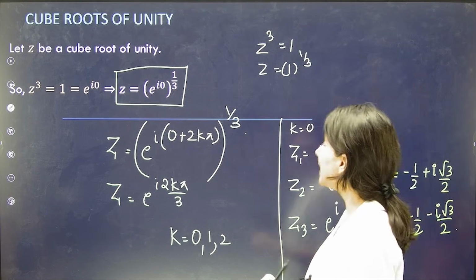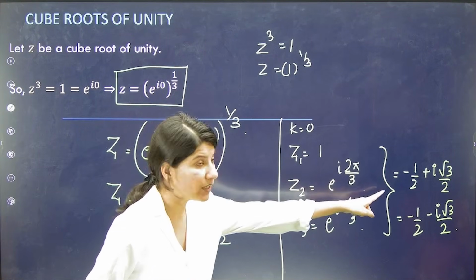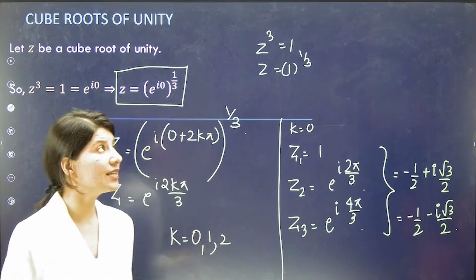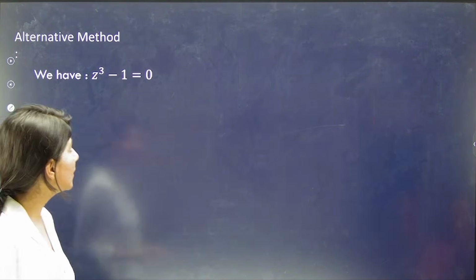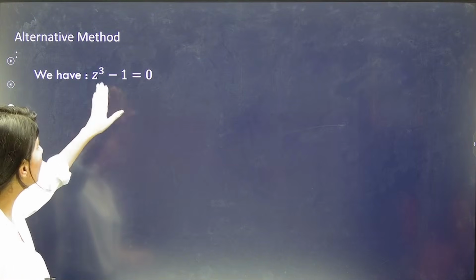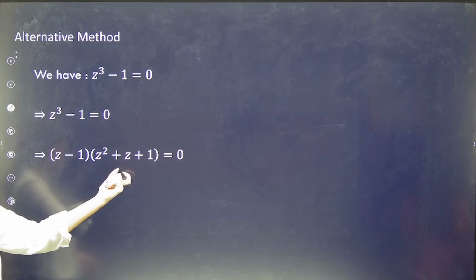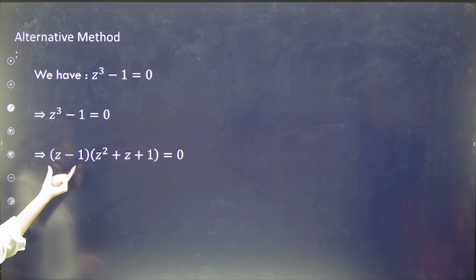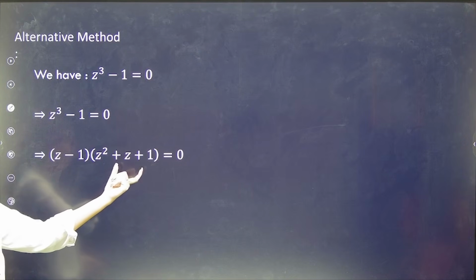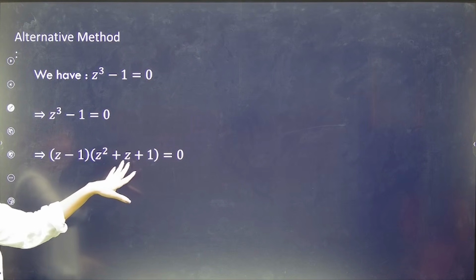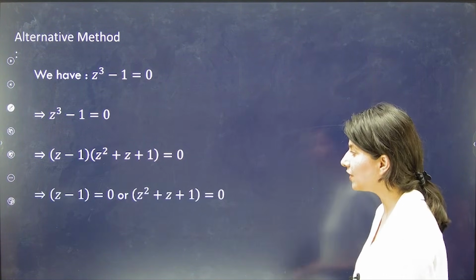So z cube equal to 1 will have 3 roots. The first root is 1, the second root is this, the third root is this. Now there is an alternate method, which is again the algebraic method. z cube equal to 1. Now factorize: a cube minus b cube is (a minus b)(a square plus ab plus b square). So from here, one root is z equal to 1, very clear. Now if you solve this quadratic equation with the formula method, you will get 2 roots.